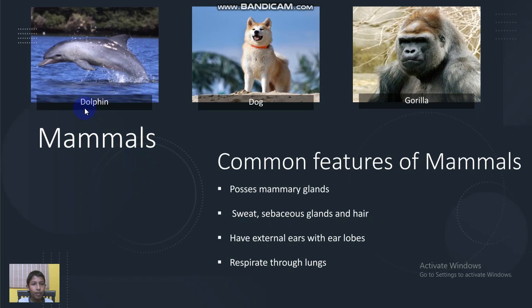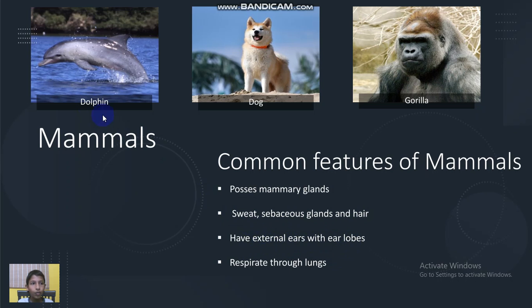Some examples of mammals are dolphins, dogs, gorillas, rats, and all the animals which drink milk at their early age. Some common features of mammals are that they possess mammary glands which produce milk. They have sweat, sebaceous glands, and hair. They have external ears with earlobes.